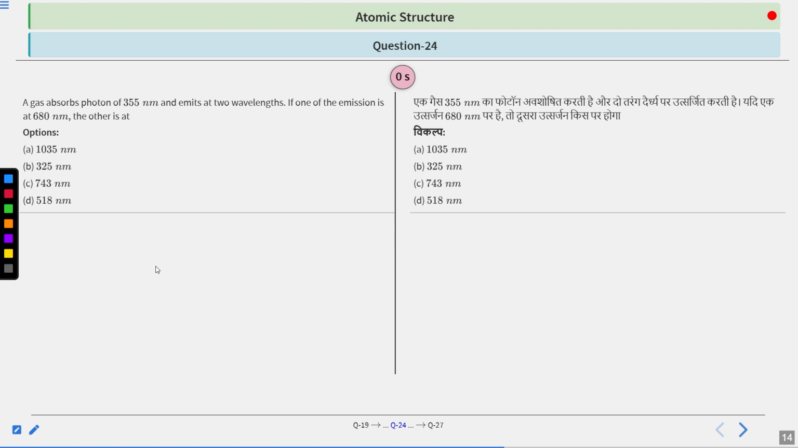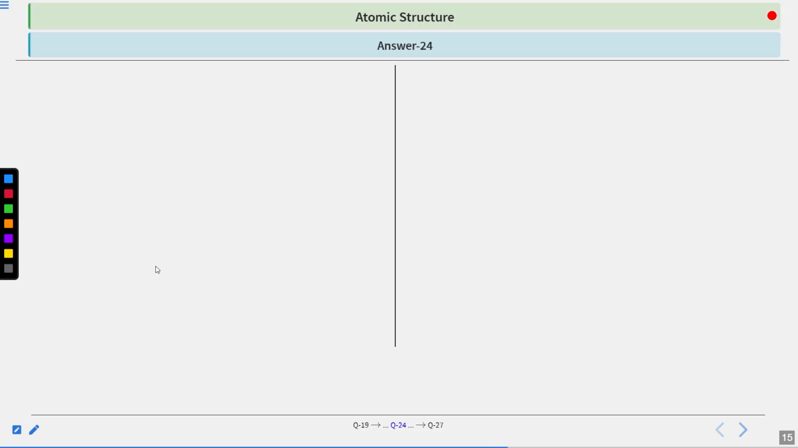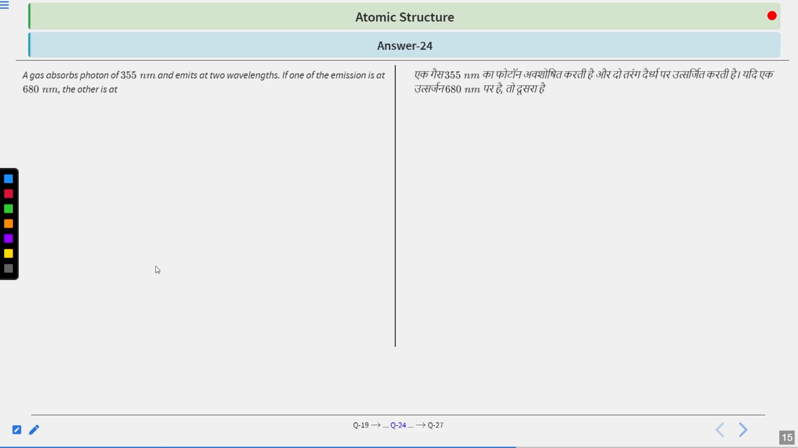Okay, now let us see the solution. First of all, the question says that you have a gas absorbing a photon whose wavelength is given, and on doing this it emits two wavelengths. One of the emissions is already given, at a wavelength of 680 nanometer, and we have to find the other one. For those who solved the question, the answer is C, 743 nanometer. What is the explanation? Let us see.